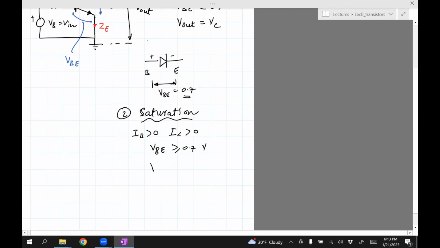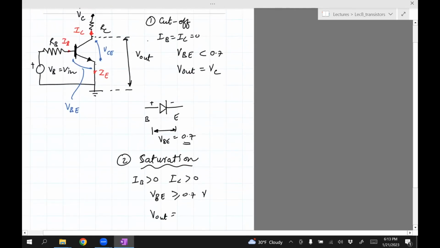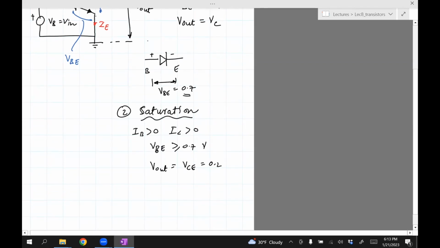When that happens, V out, which in this case is nothing but the voltage from C to E, is about 0.2. That is actually the potential difference between C and E. C and E are both N junctions, and you can approximate that to be 0. So in the ideal case, if there was no potential drop, it would be 0, but 0.2 can be assumed, which in the real world is very close to 0.